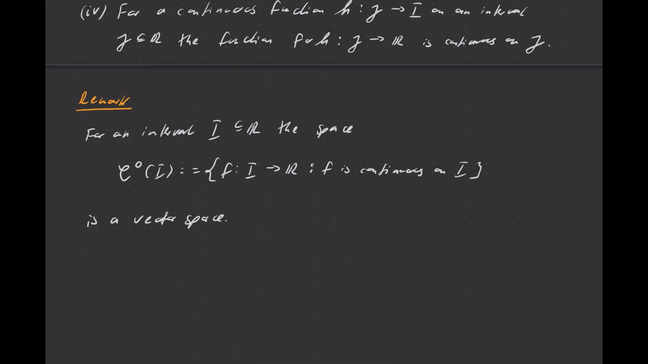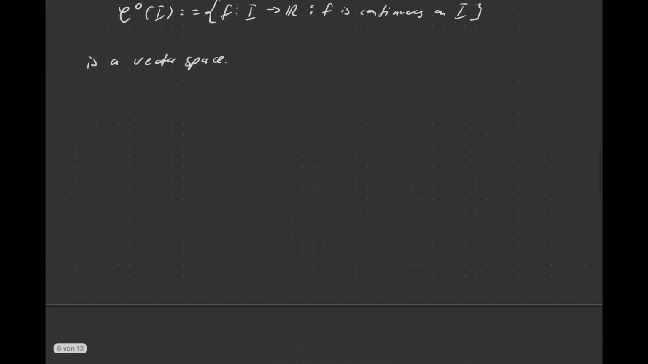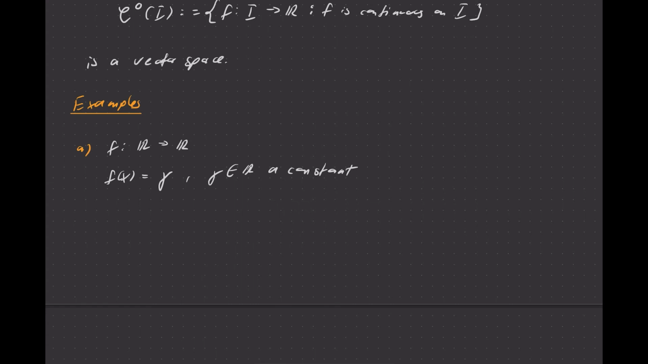And now let's round this off with a few examples of continuous functions, before we have a look at some more interesting, more intriguing applications. First example, a very simple one. Let's say we have a function that maps from R to R, and that is defined as f of x equals gamma, gamma in R, a constant. So very simple function, it just assumes a constant value on the whole domain. Then this function is of course continuous.